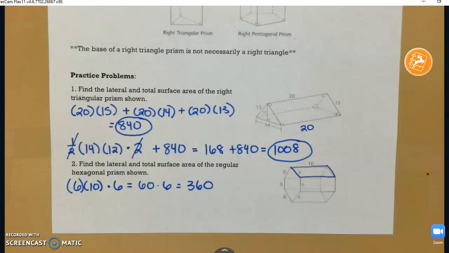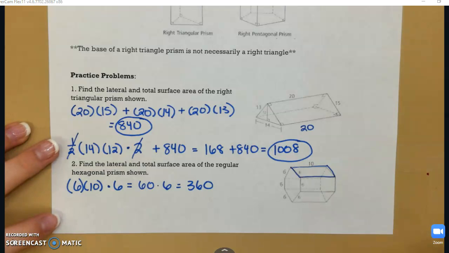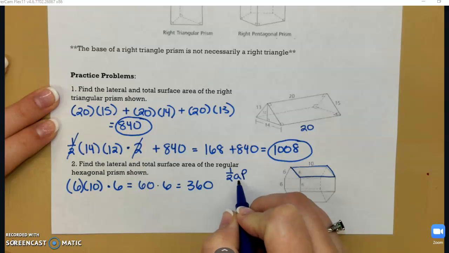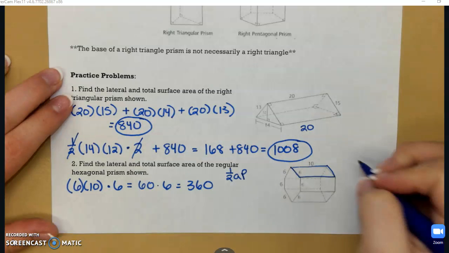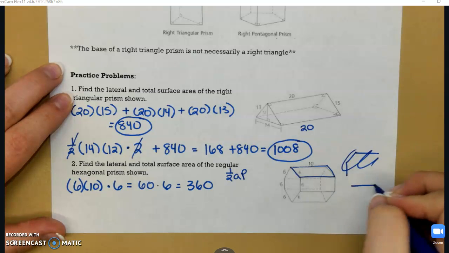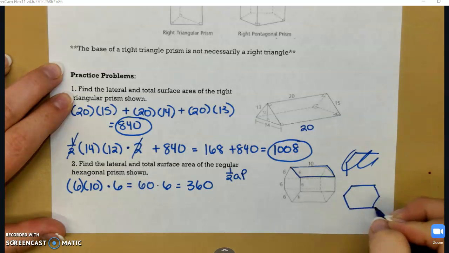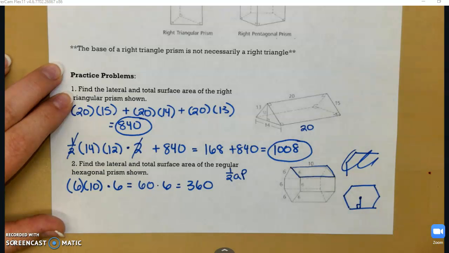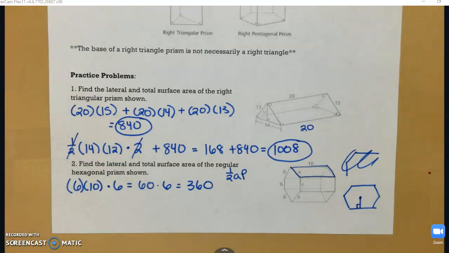Now I need to find the total surface area, and in order to do that, I need to find the area of my 2 bases. And my 2 bases are regular hexagons. Now, if you'll remember back to chapter 11, the area for a regular polygon is 1/2 AP, where A is the apothem and P is the perimeter. So remember, the apothem, sorry, I messed that up. Started drawing an octagon on accident. Here's my hexagon. The apothem is that perpendicular distance from the edge to the center. So that's our apothem. And so in order to find the area, we need to solve for the apothem.